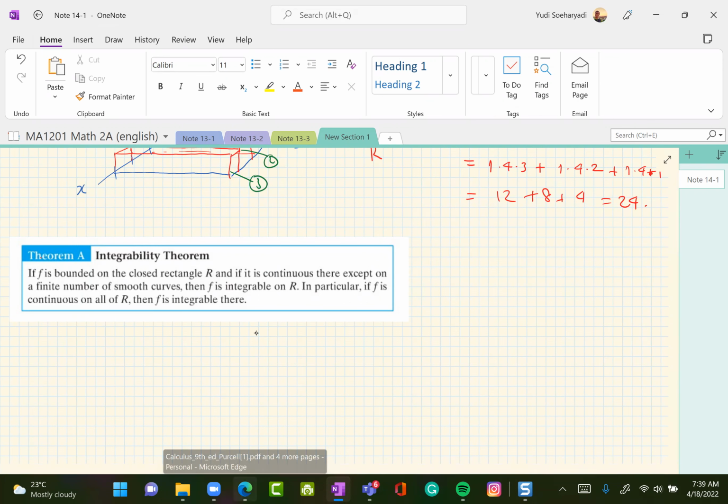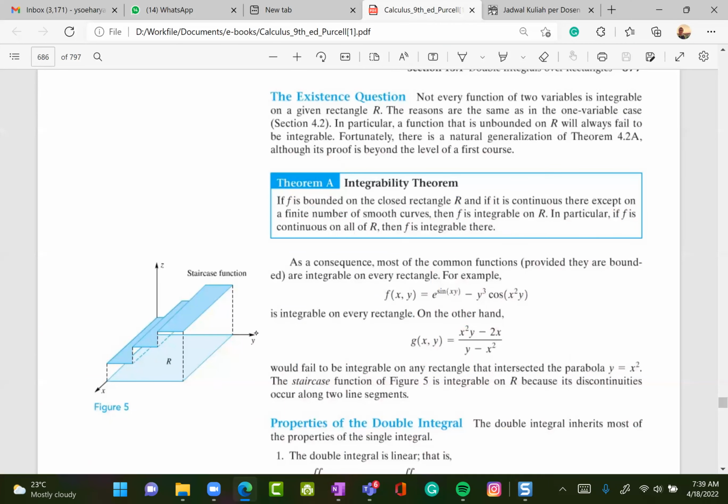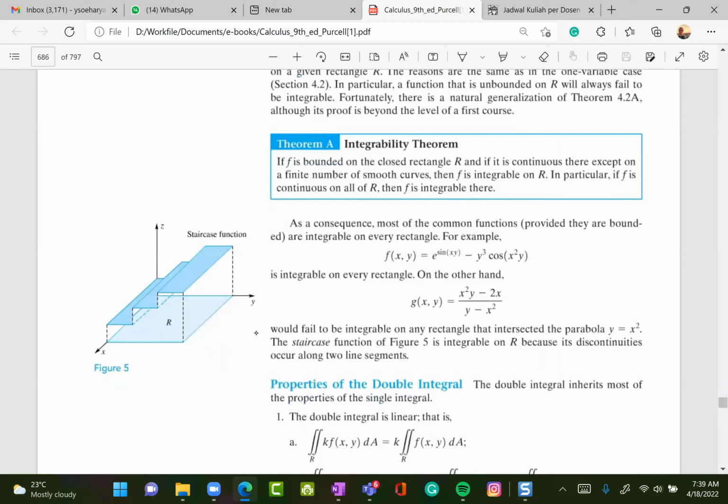All right, for example, this is a continuous function, so we should be able to compute this one. The sine trig function is continuous, so the exponent of the sine is continuous. Y cube is a polynomial, continuous. Cosine of the polynomial is continuous. So this is continuous, so it ought to be integrable on every rectangle.